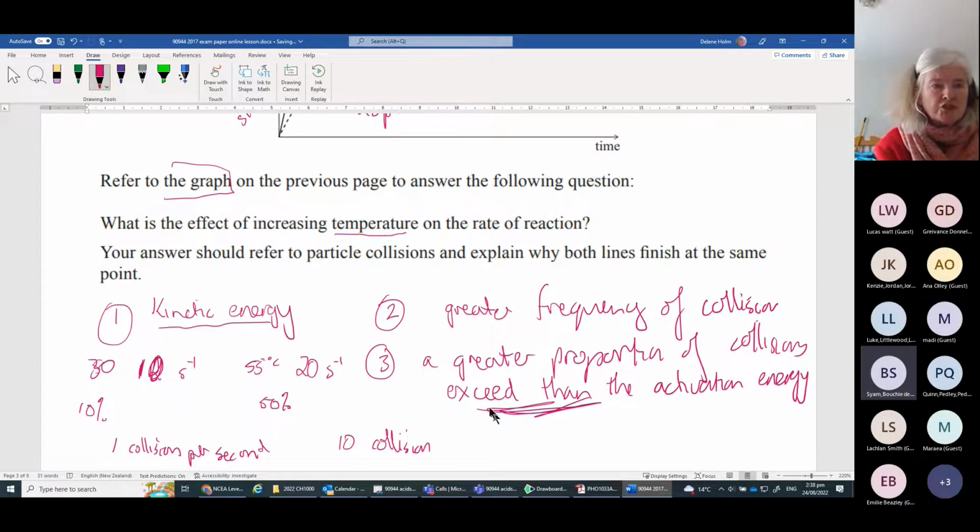So you must mention both of these. Any questions on that? Is that clear? Have I made that stick in your mind to put both of those in there?